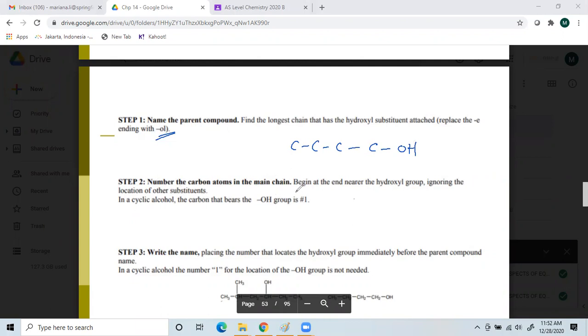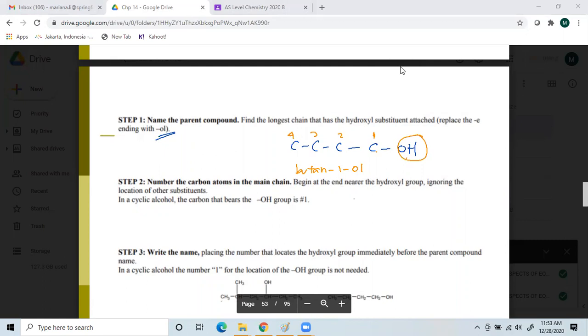Step 2, number the carbon atoms in the main chain. Begin with the end nearer to the hydroxyl group. So the hydroxyl group here should attach to the C that has the lowest number. So I will give numbers from this. Okay, and then write the name, placing the number that locates the hydroxyl group immediately before the parent name. So for this case, the name would be butane-1-ol. Same like alkene, where you should determine the location of the double bond, alcohol also should have the location of the group determined.